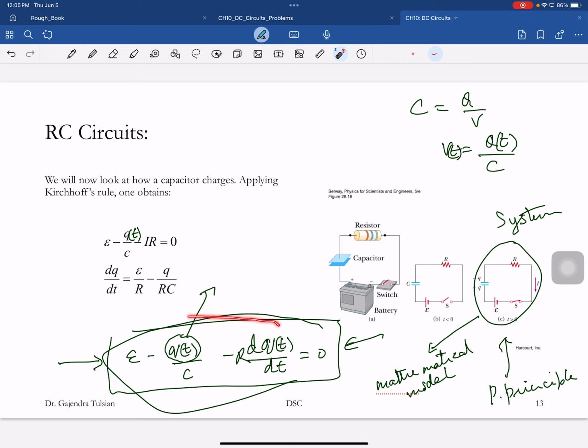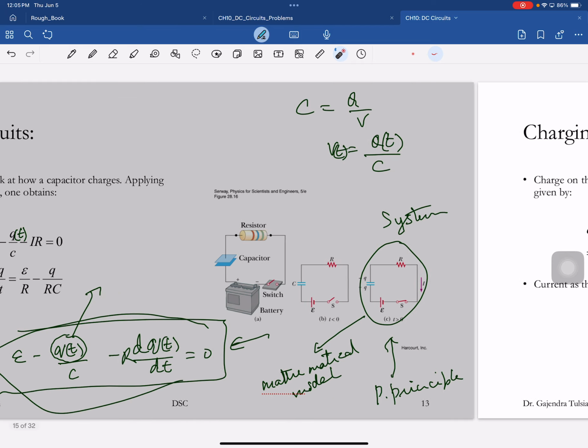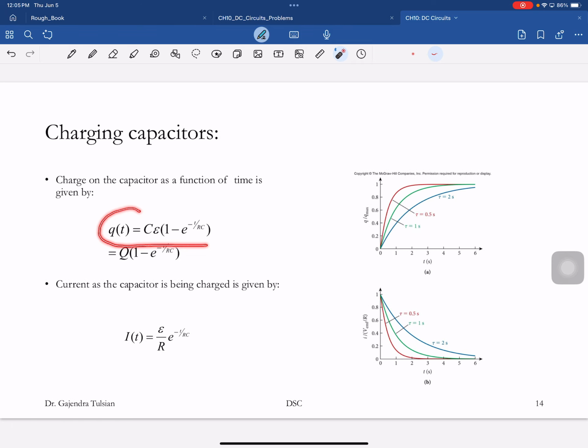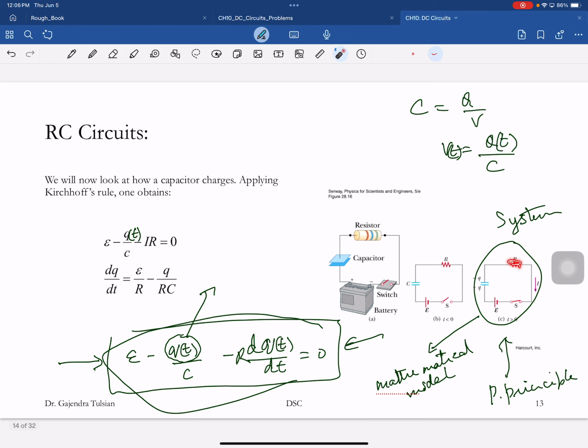All right, so you can solve this differential equation, and here is the solution. So the charge on the capacitor builds up exponentially, okay? And the time constant is RC, that controls how fast the capacitor charges. You want to charge it fast, what do you have to do? Decrease the value of this resistance.